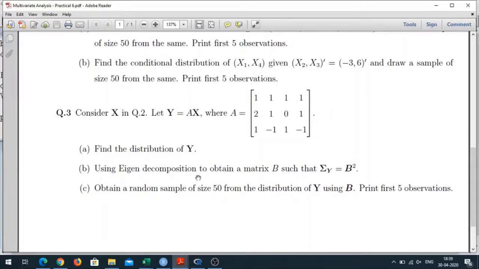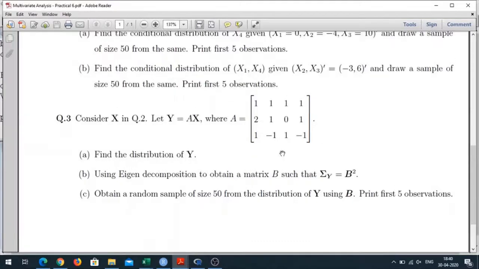Next is using eigen decomposition to obtain a matrix B such that sigma y is B square. So basically you have to find square root of sigma using eigen decomposition. This is exactly same as what we did in canonical correlation analysis. We tried to find square root of sigma inverse, sigma xx inverse or sigma yy inverse. Instead of inverse, you have to just find square root. So what you need is eigenvalues. You construct a diagonal matrix from those eigenvalues, take square root of the diagonal entries, and then you use eigenvector matrices on both the sides. Okay. Other than that, I don't think there is anything difficult in this practical. Thank you.